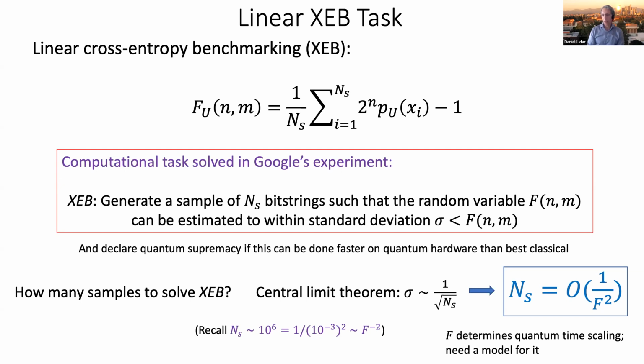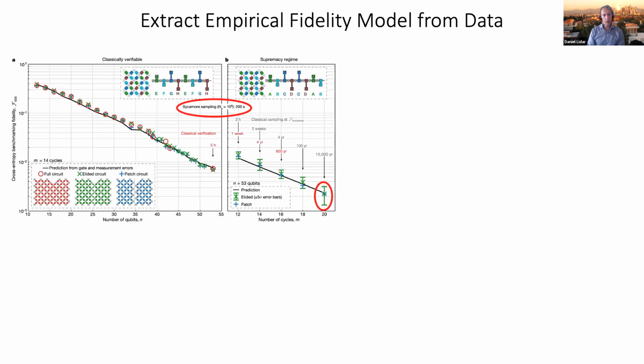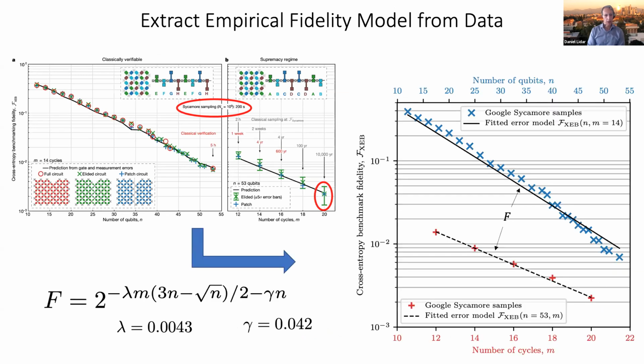And now, in order to make progress, we need a model for this fidelity, which we can extract empirically from this data. So here's a formula that I'll explain on the next slide, which is an empirical fit to the fidelity data presented in Google's paper. And so this single expression fits both of these graphs with two fitting parameters, lambda and gamma, whose meaning I'll explain. But here's the visual of how good the fit is.